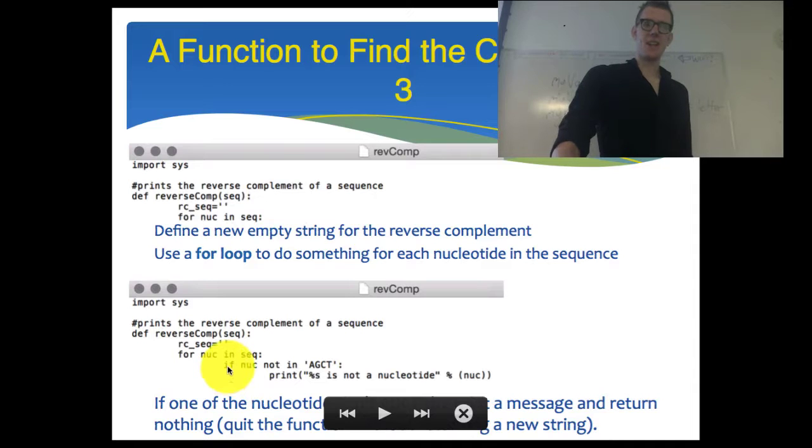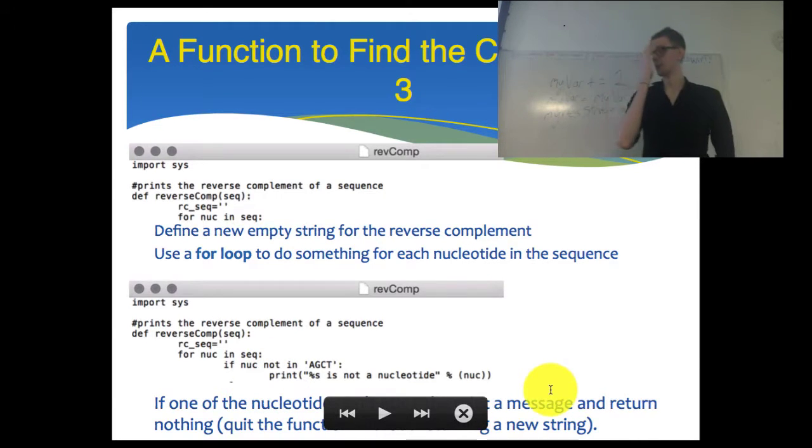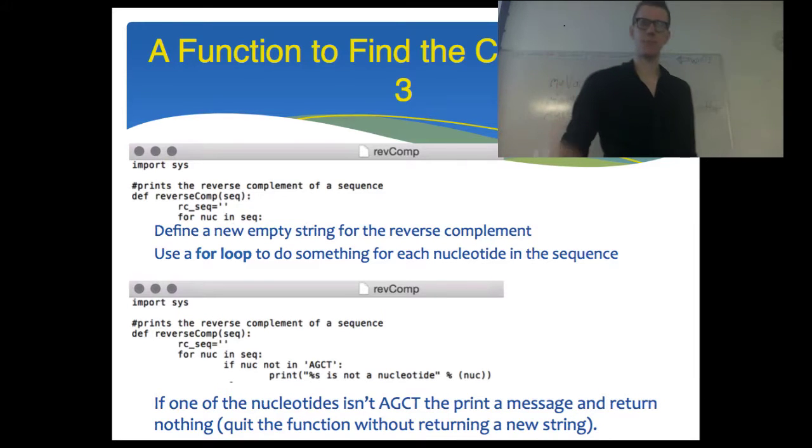And then I have my if the nucleotide is not in AGCT, and then I'm indented again. So this print statement is only run if my nucleotide is not valid because it's indented multiple times. So this code is done every time we run the function. This code is done for every nucleotide in our sequence. And this code is done only if it's an invalid nucleotide. So be aware of the indentation because that's what's telling Python which code to execute when.